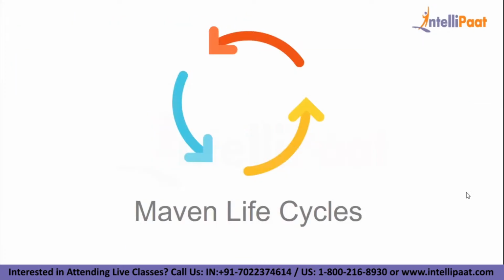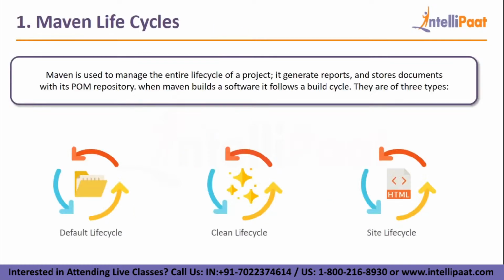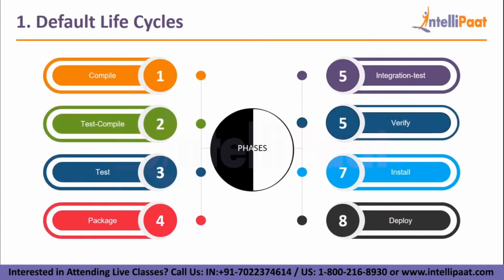Now that we've seen what Maven is and what it does, let's see how it does things. Maven lifecycle. Maven is used to manage the entire lifecycle of a project. It generates reports, stores documents with its POM repository. When Maven builds software, it follows a build cycle. They are of three types: default lifecycle, clean lifecycle, and site lifecycle. We will concentrate on the default lifecycle as it's the most important one and is the one that's used most in the industry. Inside the default lifecycle, there are 8 phases.